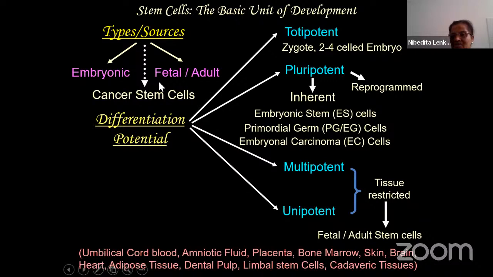At the same time, a newer thing has come, which is called cancer stem cells. The recent dogma states, why are we getting cancer, and how do the cells in our body give rise to it? Many groups are now studying the stem cell basis of cancer.